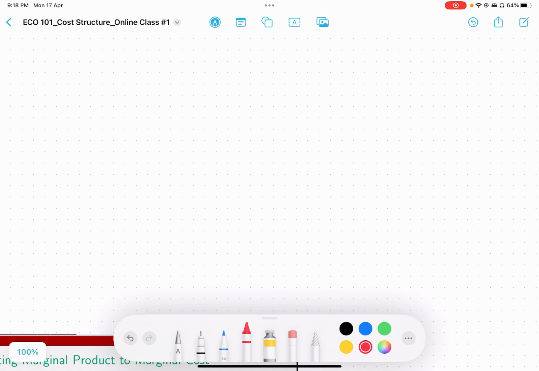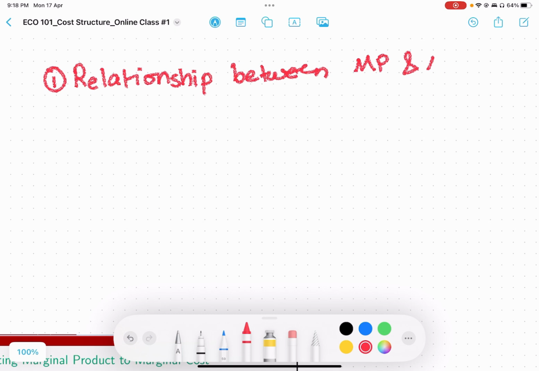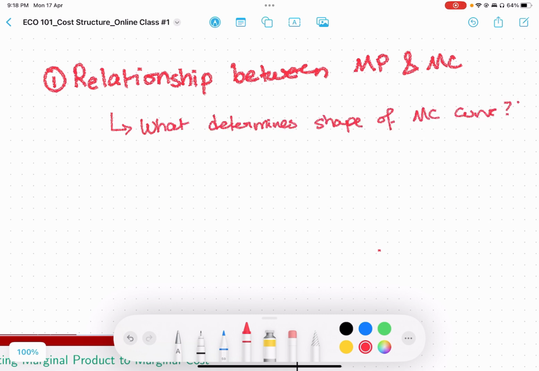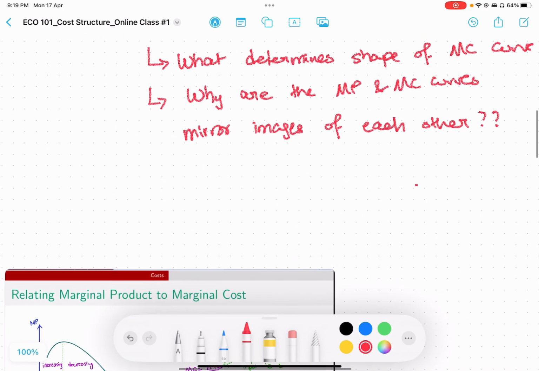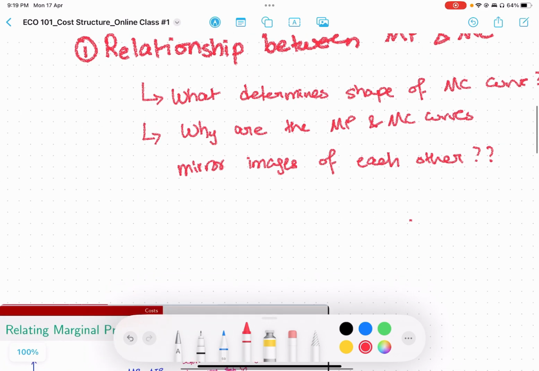So let me first summarize what we're going to cover in this lecture. First, we are going to look at the relationship between marginal product and marginal cost. Okay? So really what we are interested in is what determines the shape of the marginal cost curve. And also understand why the MP and MC curves are mirror images of each other. So these are the two things that we want to focus on when we're looking at the relationship between marginal product and marginal cost curves.